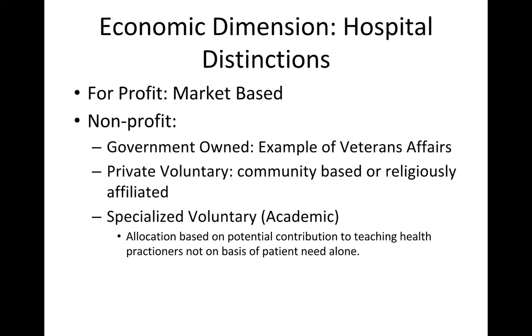So your book broke down kind of two main categories with further subcategories under nonprofits. But for-profit hospitals are really market-based, and for-profit healthcare is being able to provide services for those who have the insurance or have the means to pay for it, plain and simple. Nonprofits can include a variety of categories. One is kind of government subsidized and really owned, examples of Veterans Affairs or other types of specialized hospitals for care of vets. Private voluntary, this is often community-based or religiously affiliated.